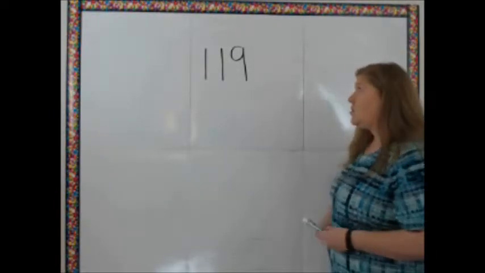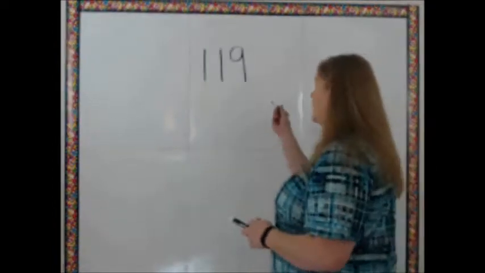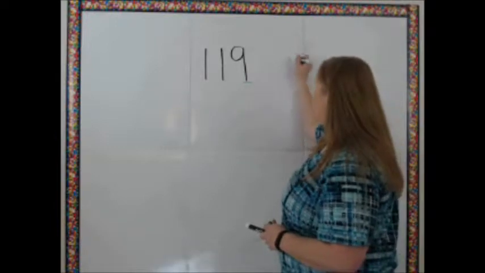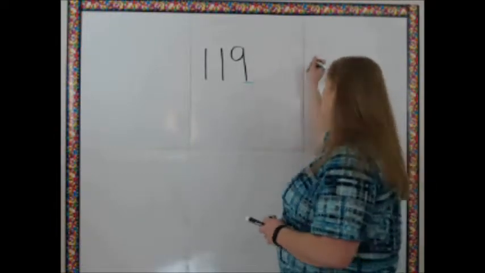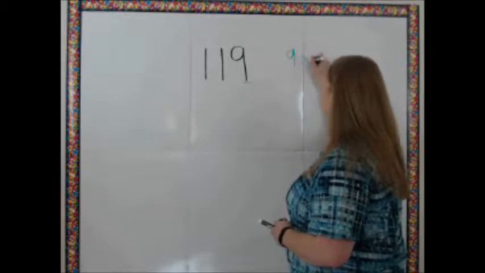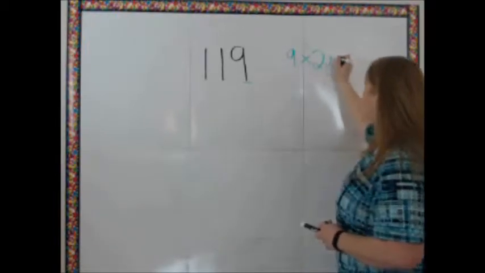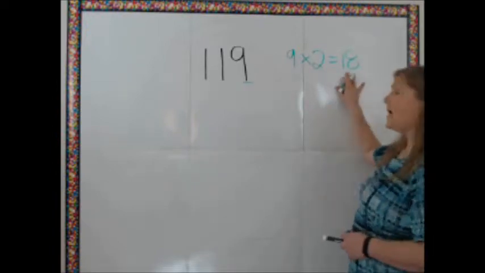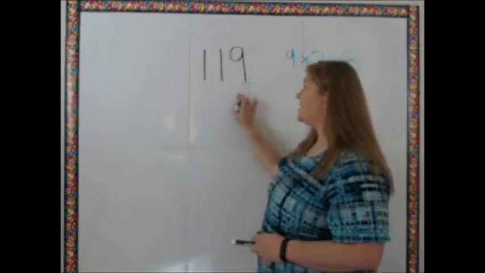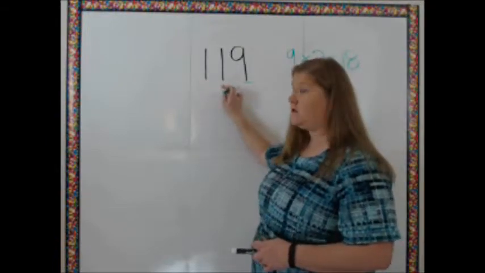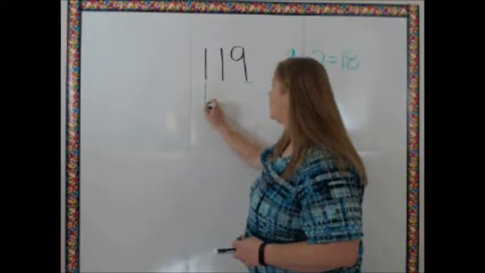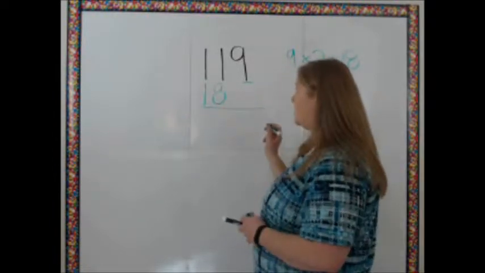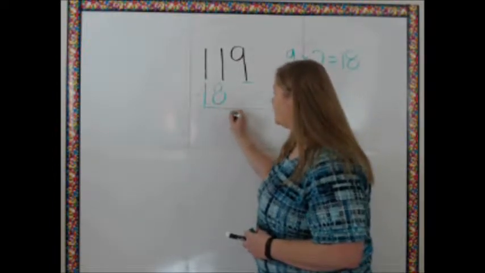119, okay? So first thing I'm going to do is I'm going to pull out the 9, and I'm going to multiply it by 2. So 9 times 2 equals 18, okay? So I'm going to take this 18 and I'm going to subtract it from the remaining digits, so 11, okay? And when we subtract it, we get -7, okay?